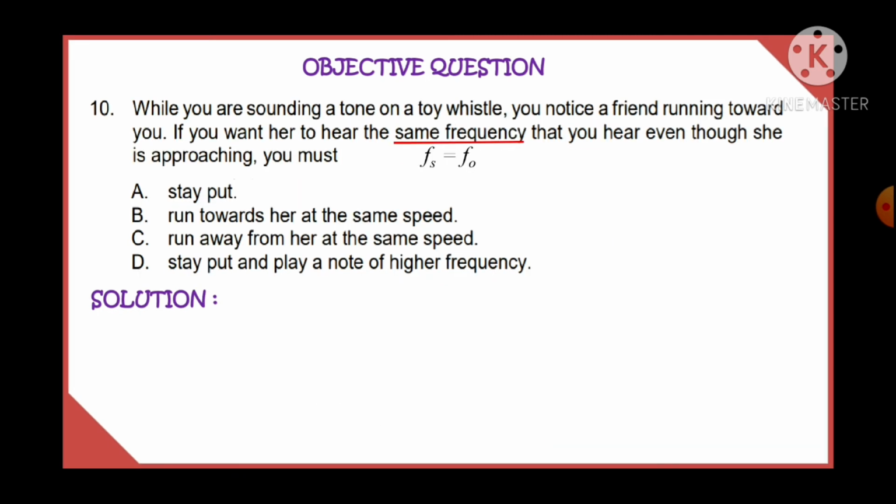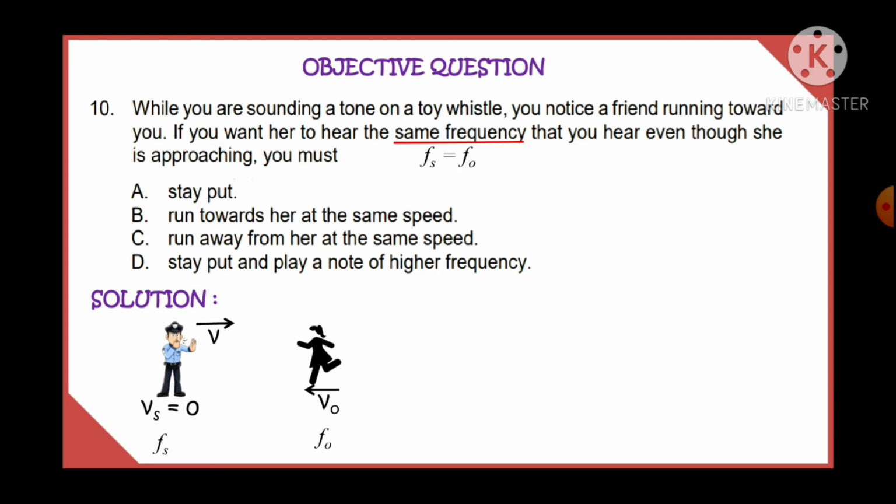Okay, so now we go to question number 10. Question number 10 says that while you are sounding a tone on a toy whistle, meaning that you use the whistle and produce the sound, you are the sound source. You notice a friend running towards you. If you want her to hear the same frequency that you hear, even though she is approaching, what must you do? Now, in the normal position, I will sketch for you to understand and to compare the direction of the velocity.